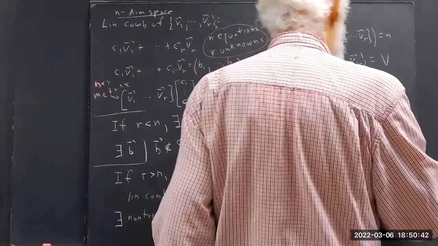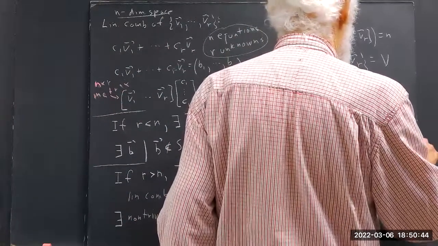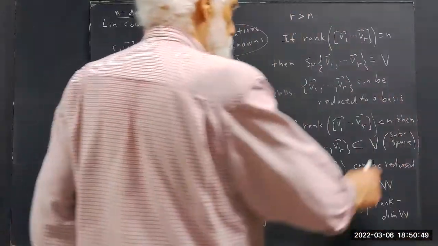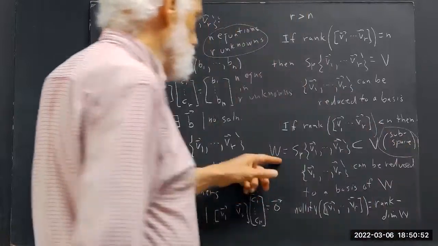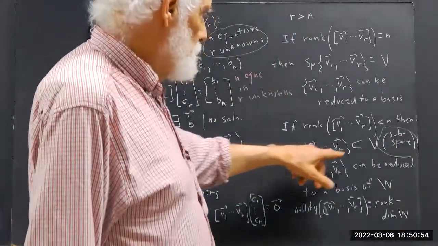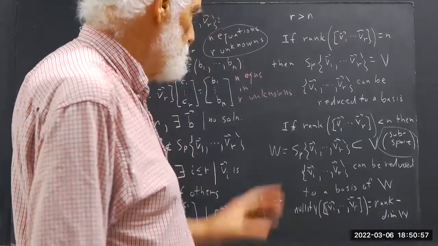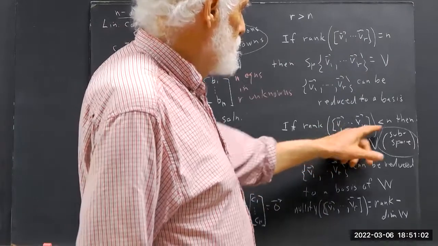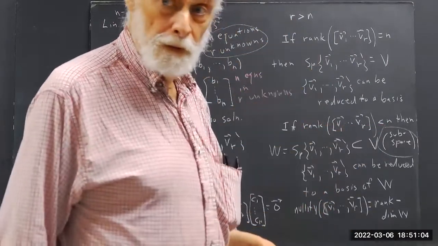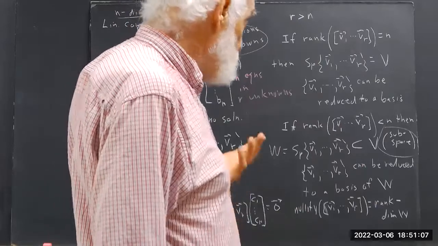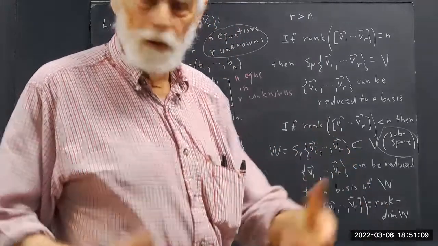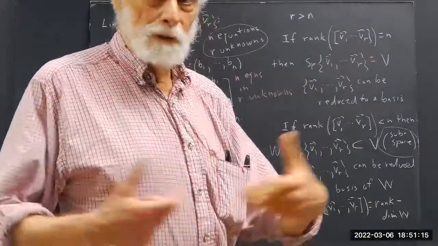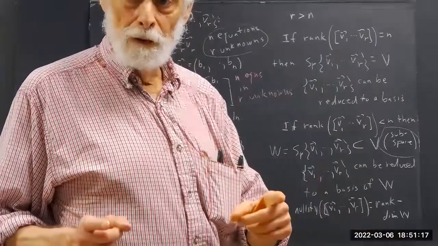Let's be sure we understand what I'm intending here. If we let W stand for the span of this, then it's a proper subspace of V. Well, if the rank is less than n, even though R is greater than n, that just means that when we start throwing out vectors that are linear combinations of others within this set, we don't stop when we have n vectors.